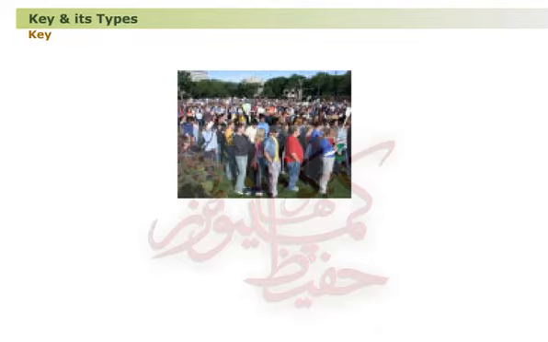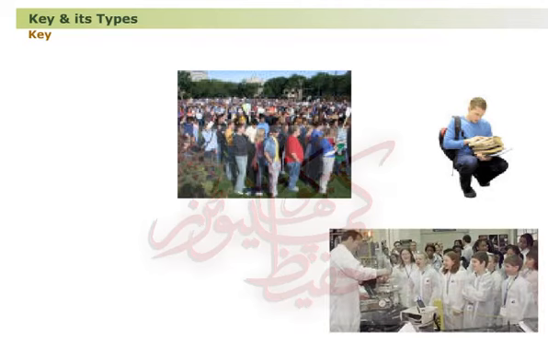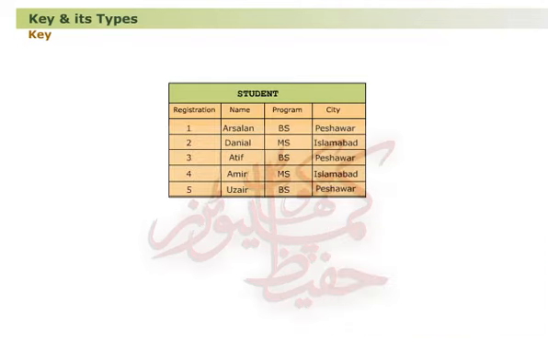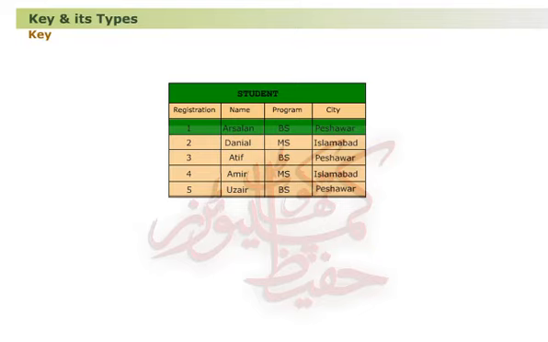Key. An entity class may have a large number of entities. The recognition of a single entity or group of entities in an entity class is very important. Look at the entity class student as shown. If it is required to know the program of a student, it becomes necessary to recognize the individual entity.